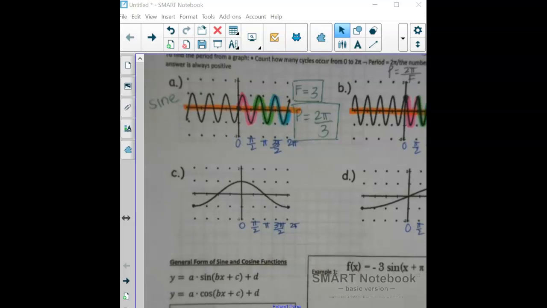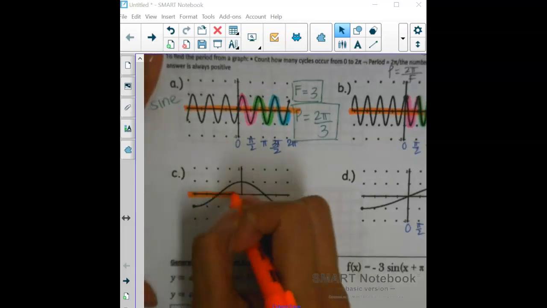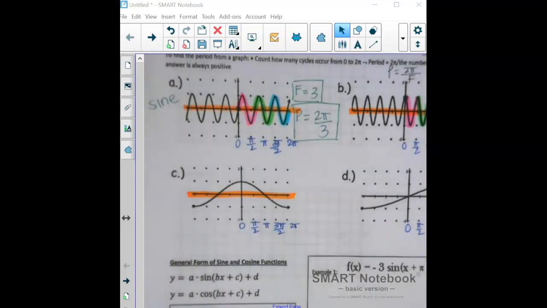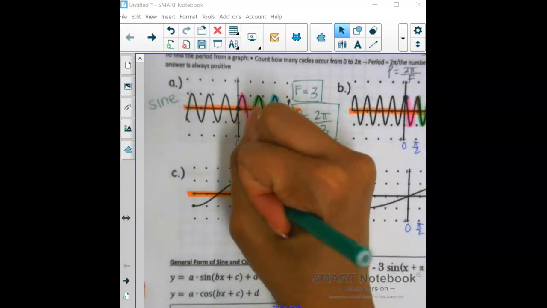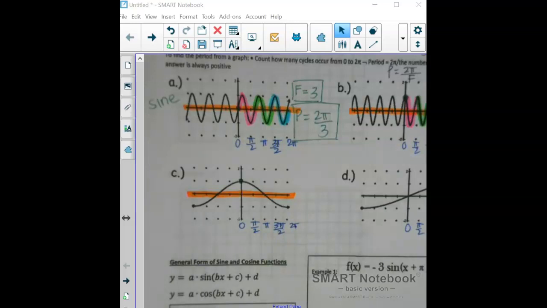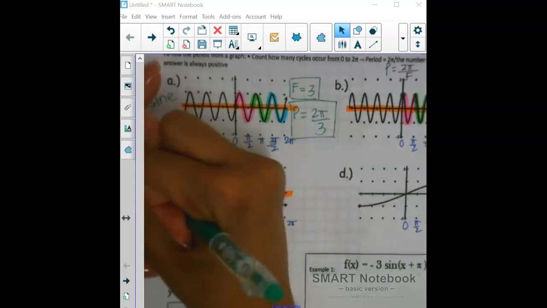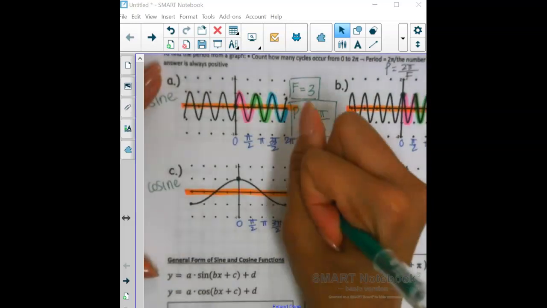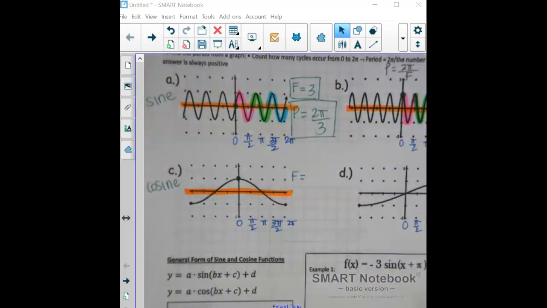Giselle, I haven't forgotten about you. What's the midline for this? Y equals 0. Trust me, guys, it won't always be y equals 0. And I know that I see my y-intercept is up here. Is this going to be a sine or cosine graph, Giselle? This is cosine.